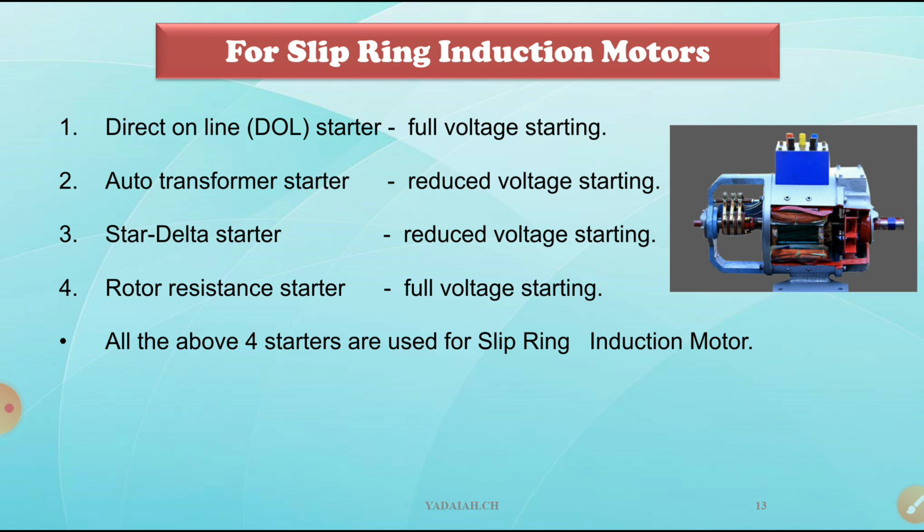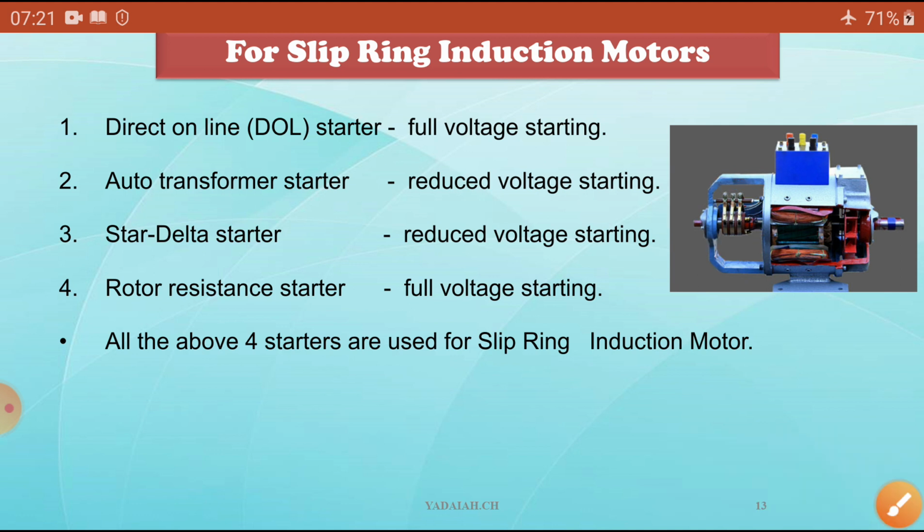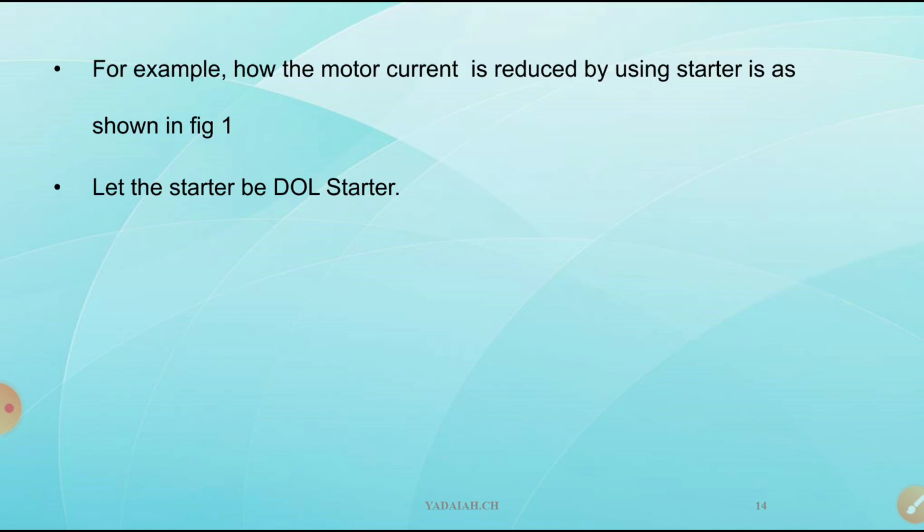Here what will happen? If you connect the rotor resistance starter here, then you are going to use the full low voltage only. So it will take care of the I2 current with the help of this resistance. Okay, so all the above four starters are used for slip ring induction motors. For example, you can see how the motor current is reduced by using the starter.